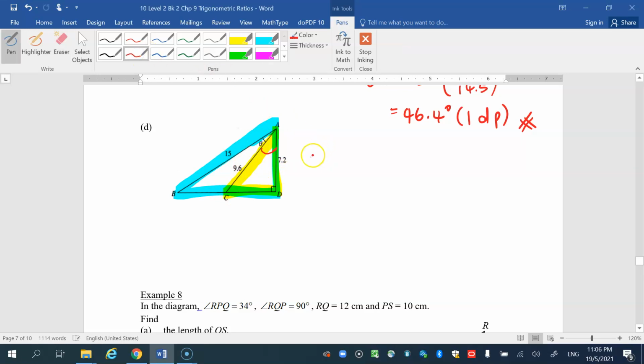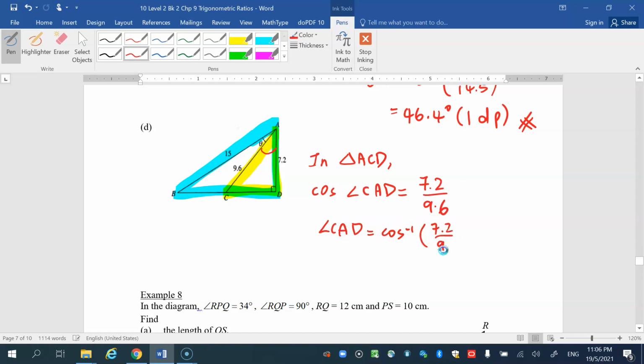So I'm going to write down in triangle ACD, okay, if I take cosine of angle CAD, because I got adjacent and hypotenuse, right? So I have to use cosine. Okay, cosine of angle CAD will actually be equals to 7.2 over 9.6, adjacent over hypotenuse. Okay, so how do I find angle CAD? I'll take cosine inverse of 7.2 over 9.6. Press calculator. Cosine inverse 7.2 divided by 9.6. I will get 41.4.